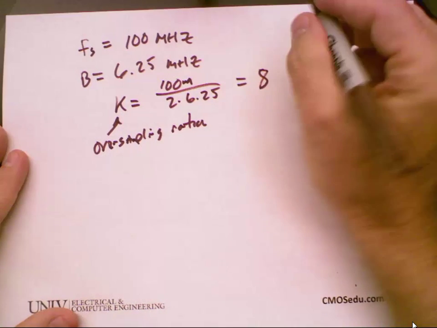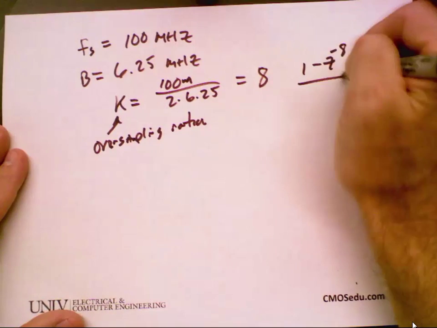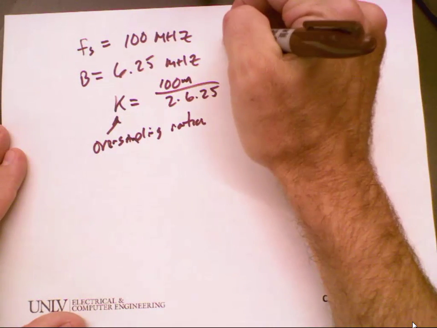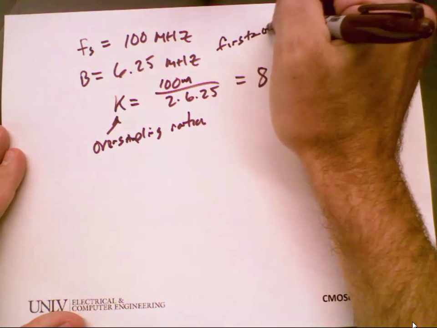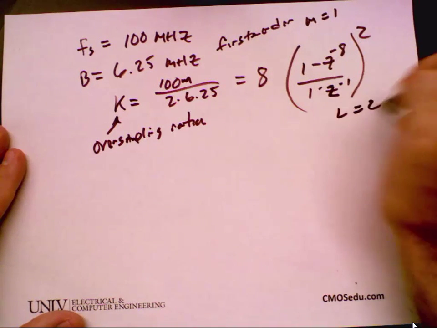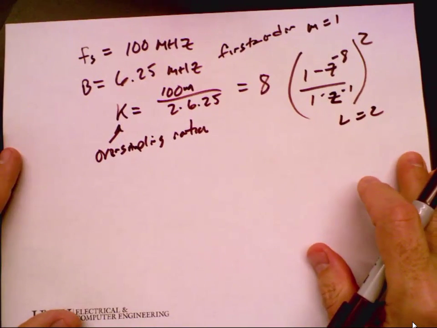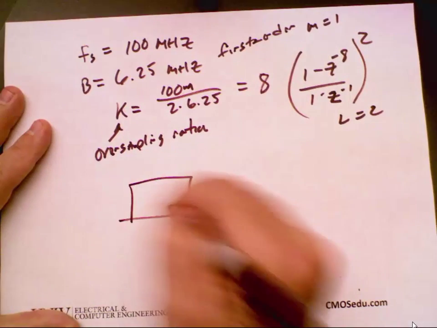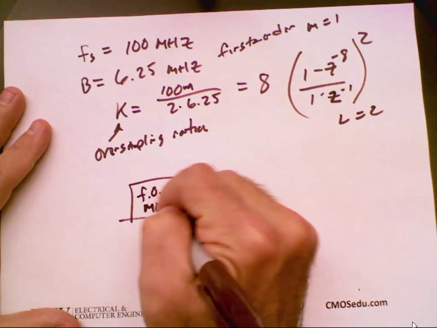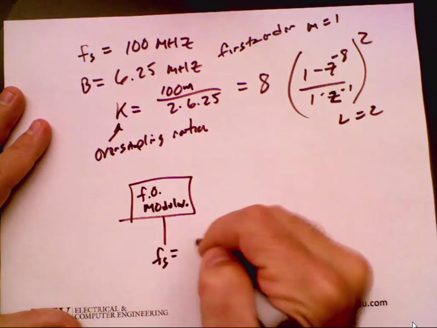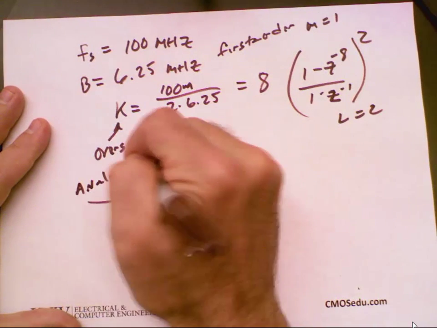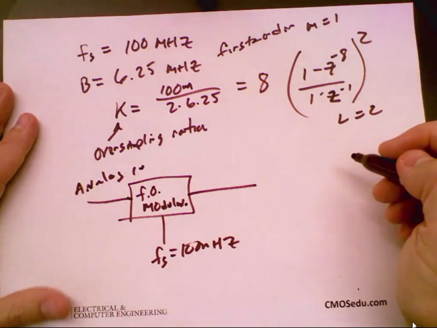So my filter on the output is 1 minus z to the minus 8 over 1 minus z to the minus 1, but I need 2 of them for a first order. So for first order, M equals 1, and then my filter is L equal 2. Everybody follow that? So let's go through. I've got my clock coming into my first order modulator, Fs equal to 100 megahertz. Then here I have, how many bits coming out of the modulator?